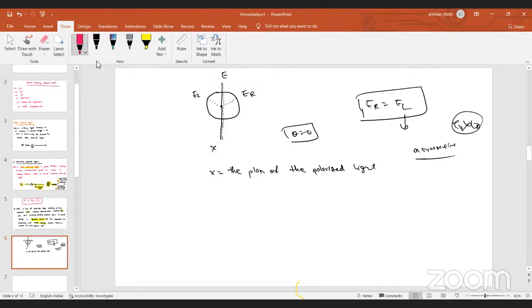So write down. When a ray of plane polarized light consisting of two components, right circularly polarized light, that is ER, and left circularly polarized light EL, passes through an asymmetric medium.